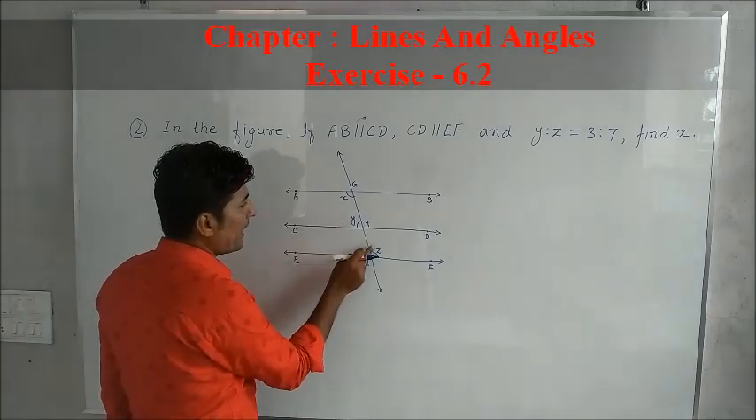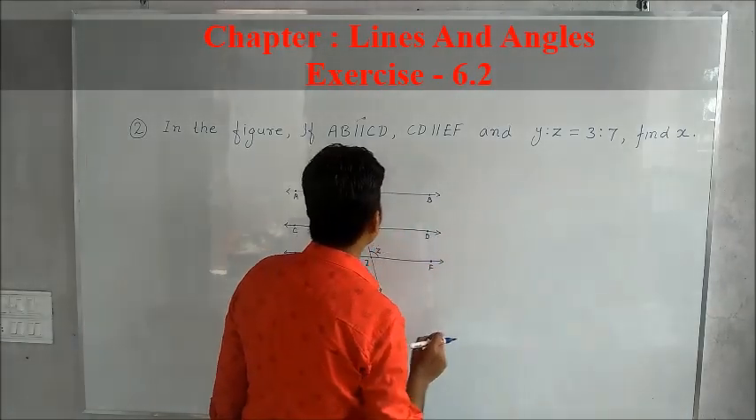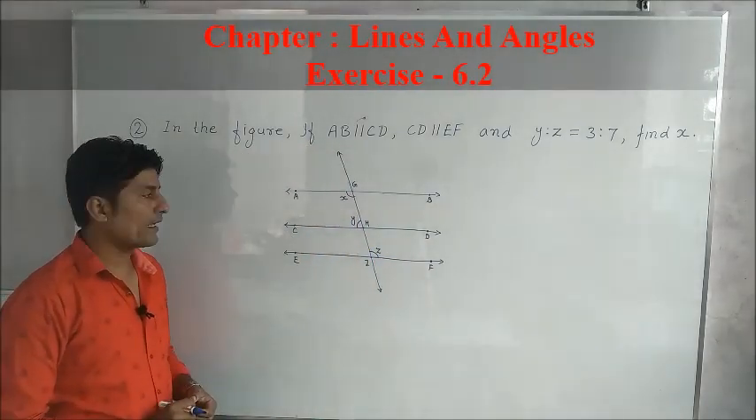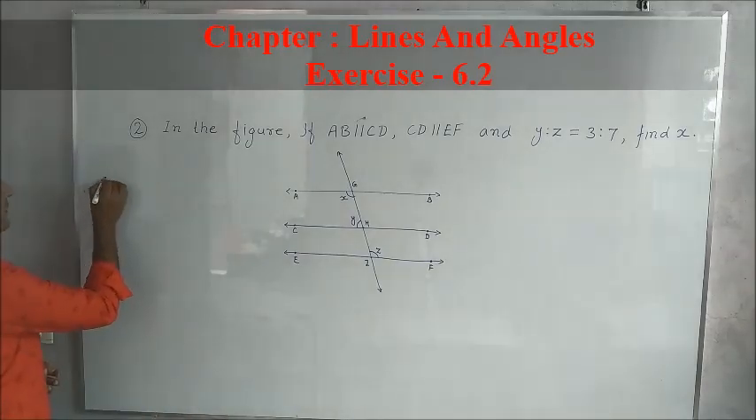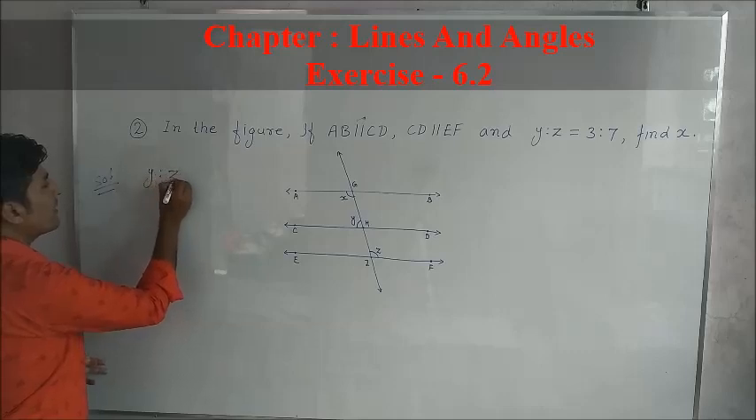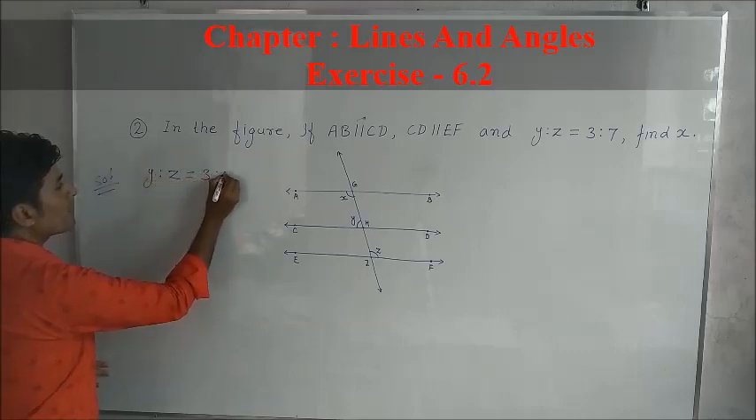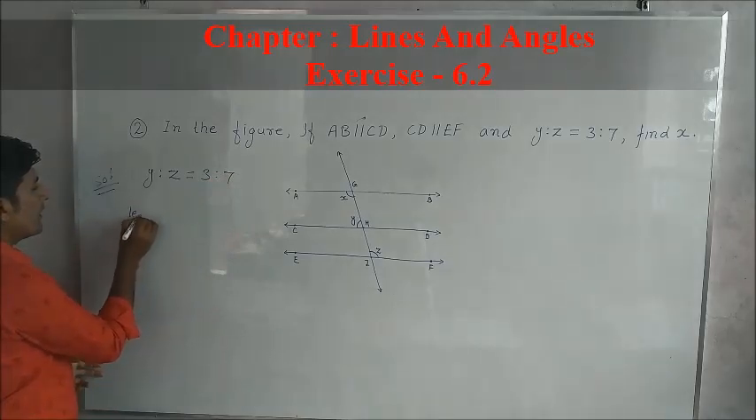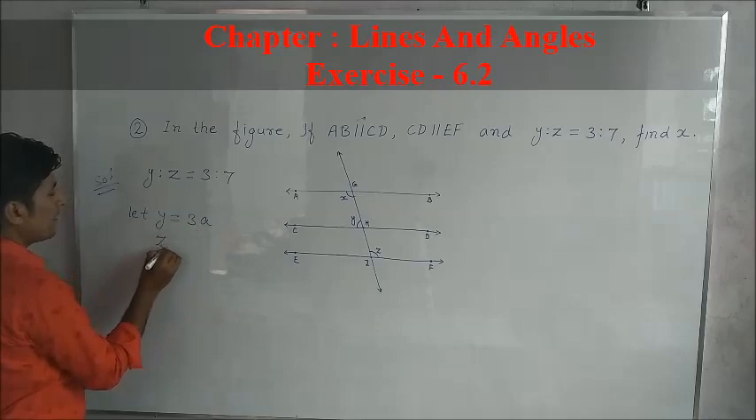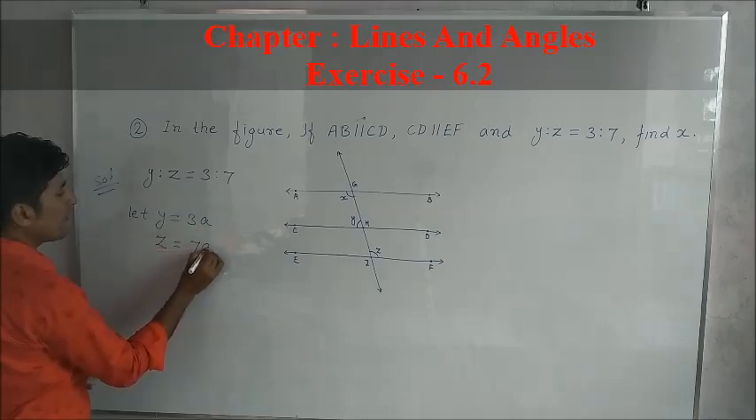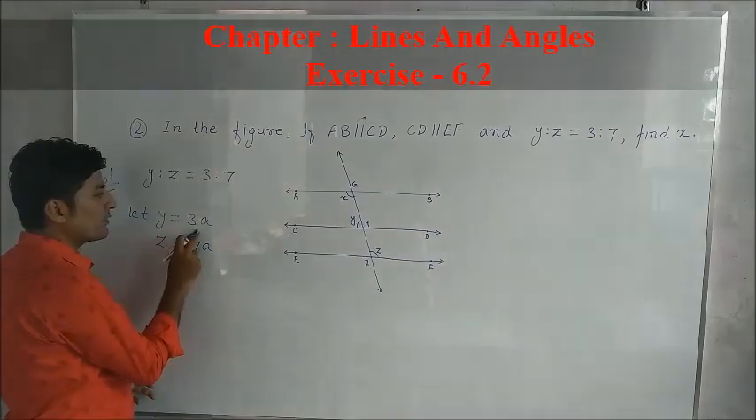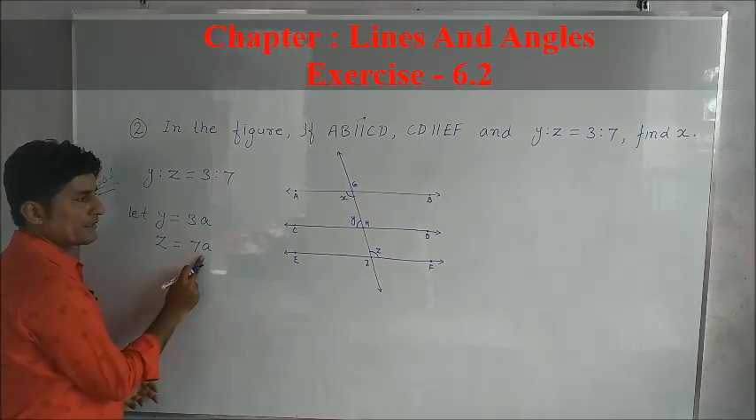The ratio of Y and Z is given 3:7. We have to find the measurement of angle X. So let us see how to find the measurement of angle X. Since the ratio of Y and Z is given 3:7, we can assume the measurement of Y equals 3A. Similarly, the measurement of Z will be equal to 7A. So we got the measurement of angle Y equals 3A, and Z equals 7A.